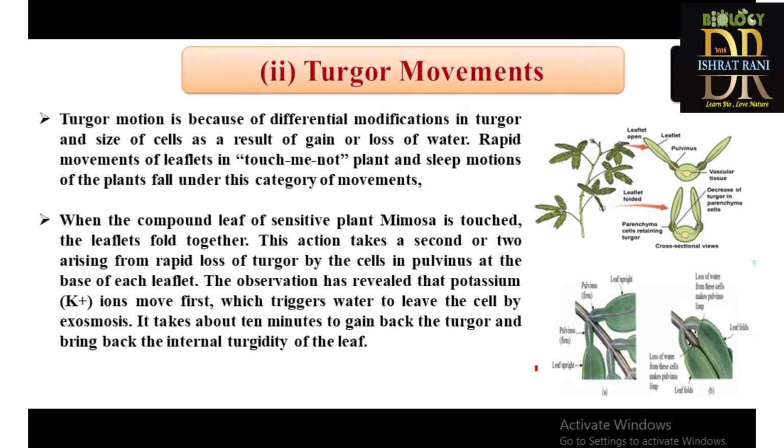So here is another movement, which is turgor movement. As you know, turgidity or turgor movement is just because of the increase or decrease in water, or gain or loss of water. So turgor movement is because of differential modification in turgor and size of the cell as a result of gain or loss of water. Just like the touch-me-not leaf, it will open and close due to gain or loss of water.